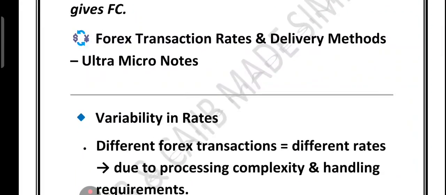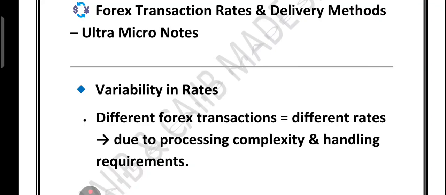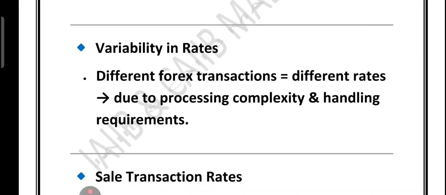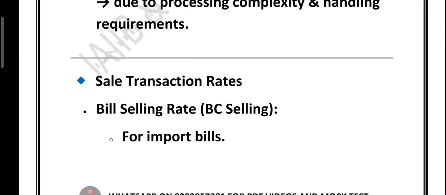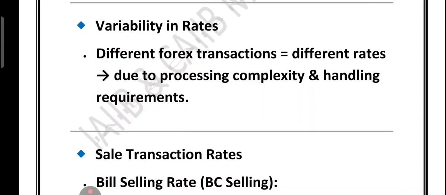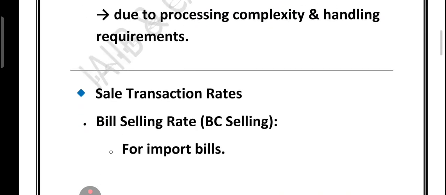Now there is something called variability in rate, very important. In the forex market, not all transactions have the same exchange rate. The rate actually changes depending on the type of transaction. Why? Because each kind of transaction has a different level of processing, documentation and handling cost. Because of this, there is a variability in the rate. Different forex transaction, different rate.